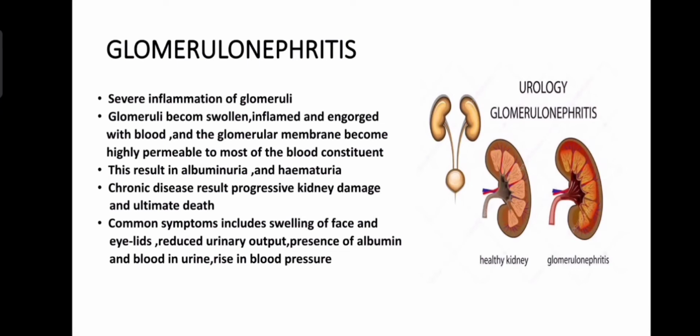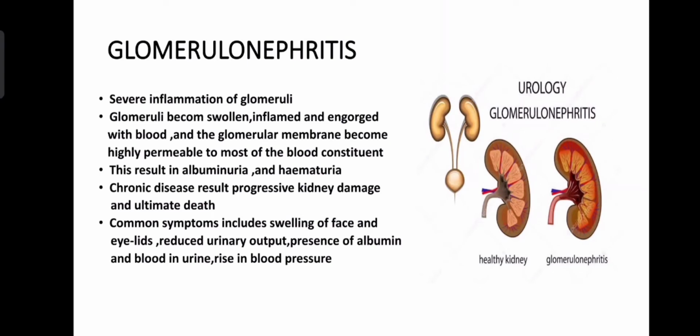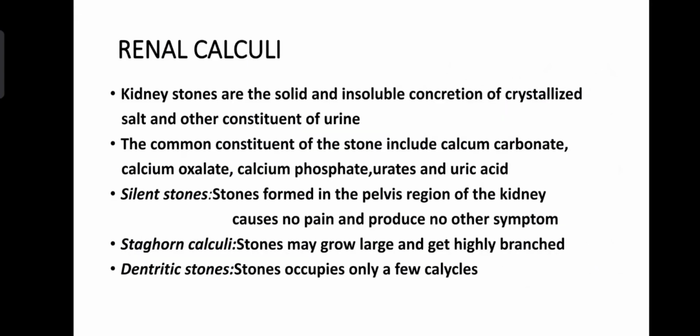In rare instances, glomerulonephritis affects only a limited number of glomeruli, then it is called focal or segmented glomerulonephritis. The three histological varieties of glomerulonephritis are minimal change glomerulonephritis, proliferative glomerulonephritis, and membranous glomerulonephritis. The commonest symptoms include swelling of face and eyelids, reduced urinary output, presence of albumin and blood in urine, rise in blood pressure, etc.